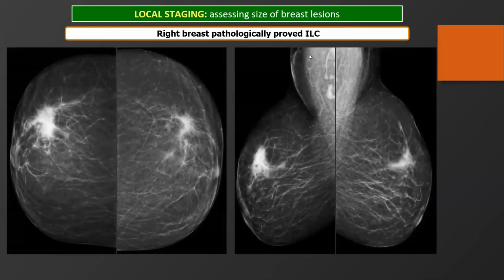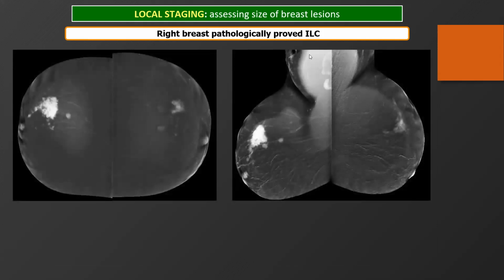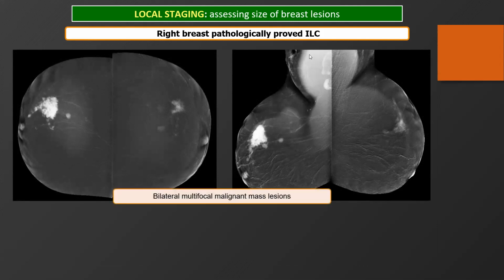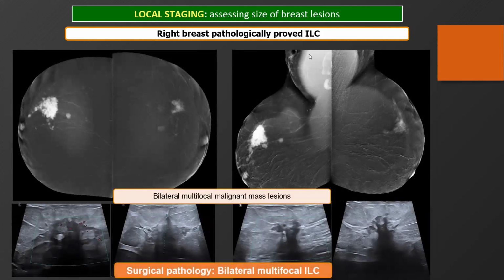This is a right breast pathologically proved invasive lobular carcinoma, and the mammogram revealed the right breast malignant or spiculated lesion and left breast focal asymmetry. With the contrast mammography, multiple masses, bilateral malignant looking breast lesions are seen with small enhancing nodules seen around that. And this was a case of a bilateral multifocal malignant mass lesion, which was confirmed by the ultrasound.